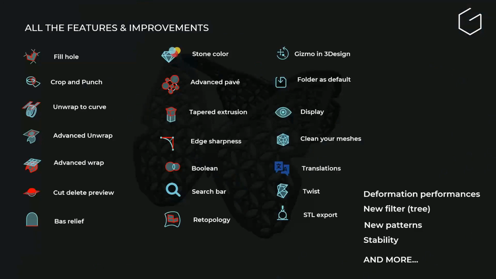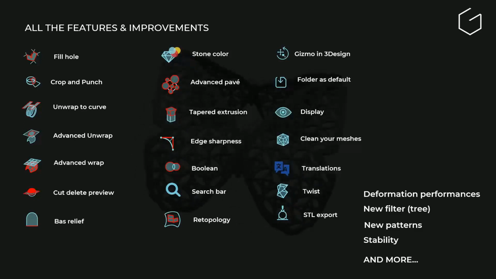So you can see all the new features and improvements. This is a summary. Regarding the user experience, we also have better translations according to the language you want. You have 15 languages in 3DESIGN, and everything has been translated for V11. There is a search bar, which is really nice. You can change the display. You have a bas relief feature, which is also a really nice option.